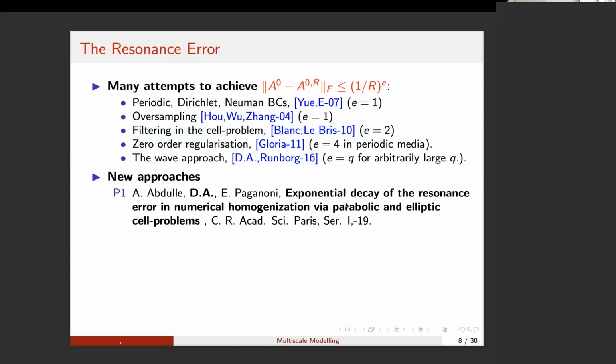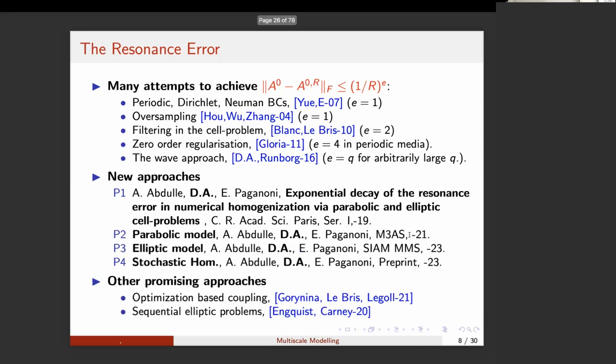And then I have also worked on different methods for this problem because I was not really satisfied with the wave approach that we were designing. Then in 2019, we came up with two different approaches. One uses a parabolic corrector, and the second one uses an elliptic corrector problem. Paper 2 includes the analysis for the parabolic model, and paper 3 includes the analysis for the elliptic model. There is also a result on stationary ergodic problems where we extended the analysis of the elliptic model for random materials.